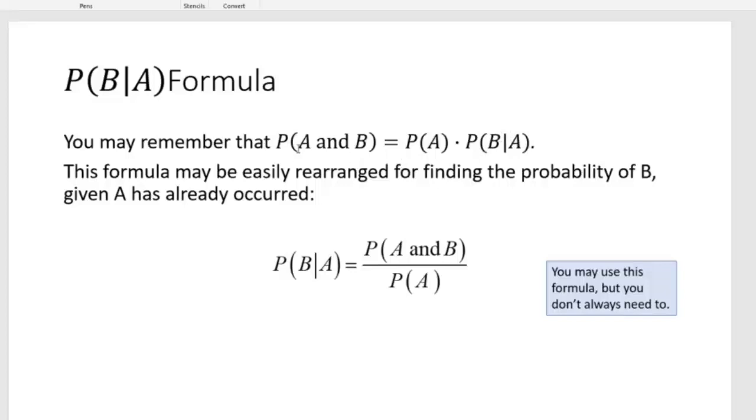However, using some algebra, if you just take this equation here and you divide both sides of it by the probability of A, you actually can rearrange it to get how can I find the probability of B given that A has already happened. Now, you might use that formula because you might really need to, but you don't always need to. Sometimes you can use an intuitive approach. And so we're going to have a problem, and I'm going to work it both ways so that you can see that, and we'll see that we get the same answer both ways.